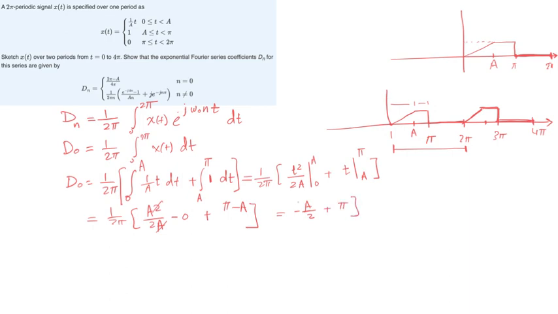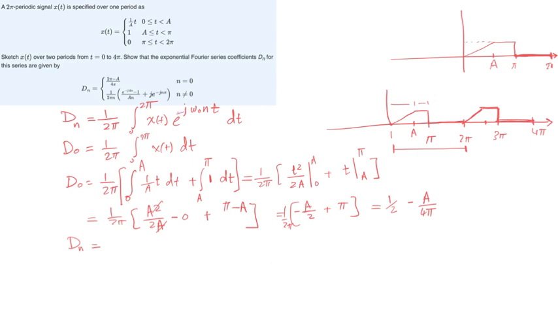And this whole thing is multiplied by 1 over 2 pi, which ends up being half, right? That's the pi part when multiplied, and then minus a over 4 pi, right? So that's the d0. And then you need to calculate dn. That's the tougher calculation.